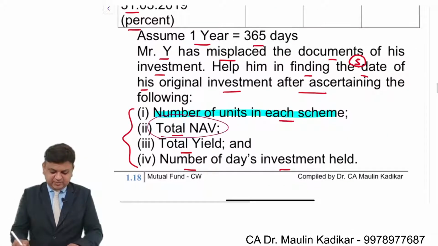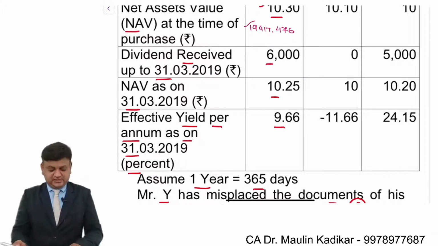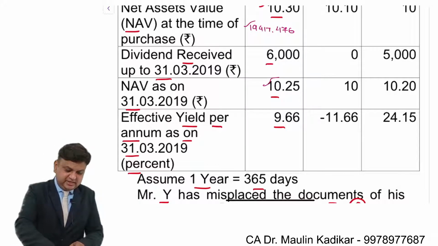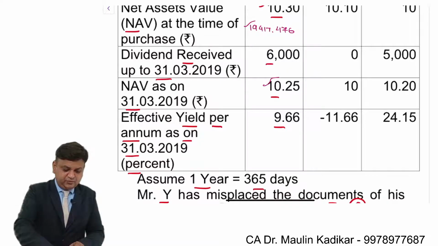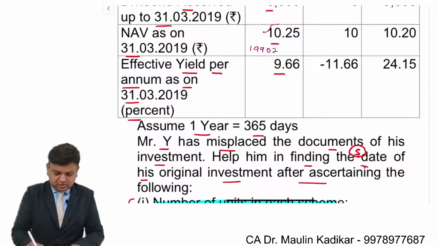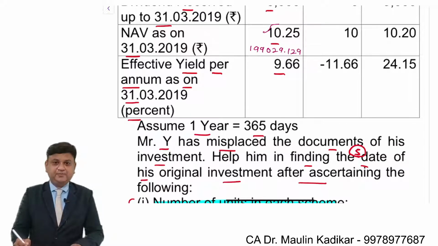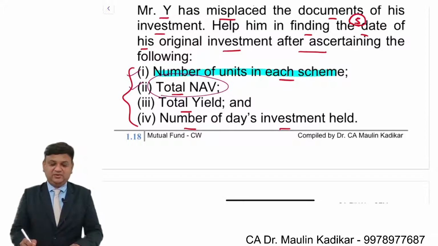The question says to compute the NAV. So we already have the number of units, yes. We have the NAV at the end of the period, yes. So 19,417.476 into 10 rupee 25 paise. So it comes to 1,99,029.129. That is the way we can compute the total net asset value.